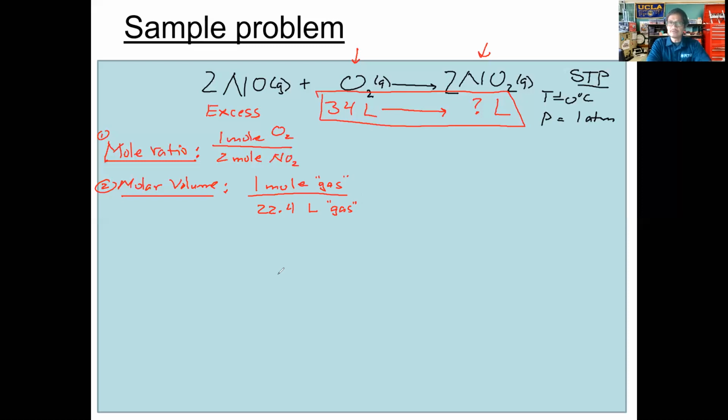Those are the two conversion factors that we'll need. So let's go ahead and work out this problem, and then let's get an answer. All right, so this is the conversion that we're doing.